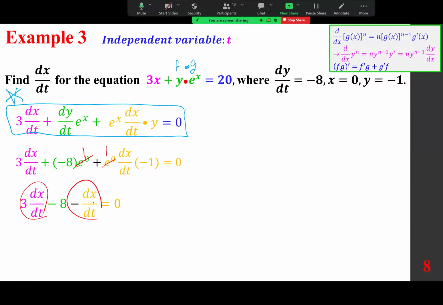It adds up to 2 dx/dt equals 8, and you divide by 2, so dx/dt becomes 4.